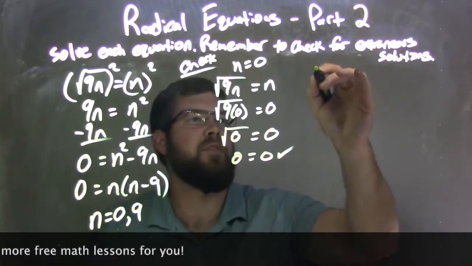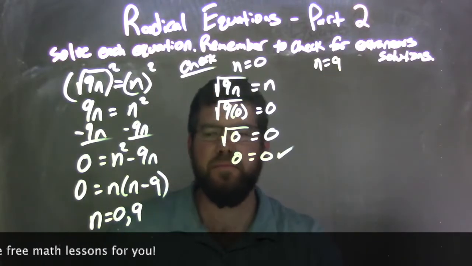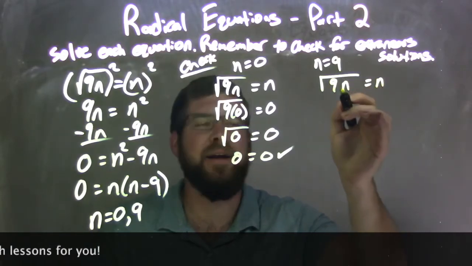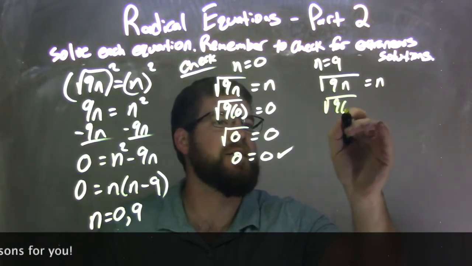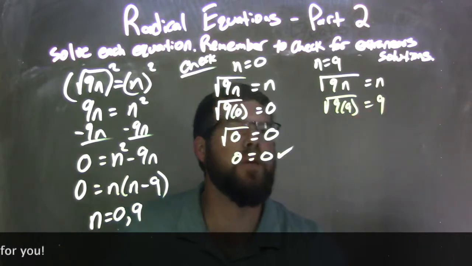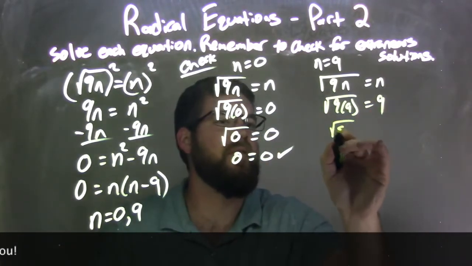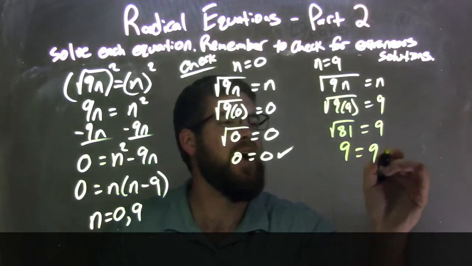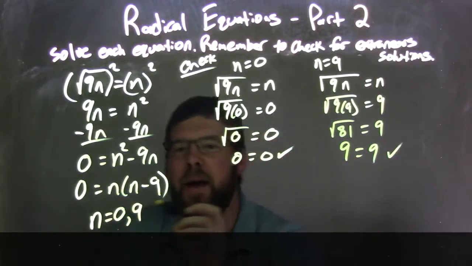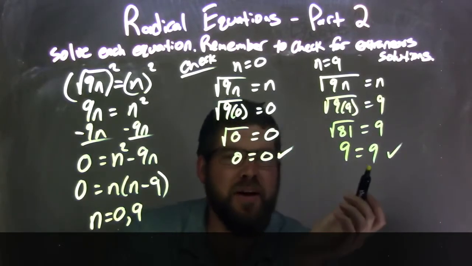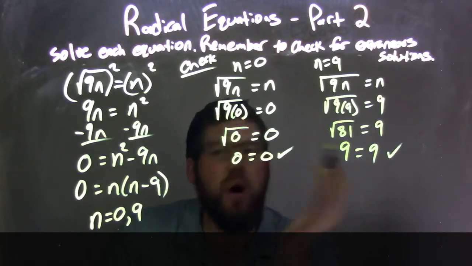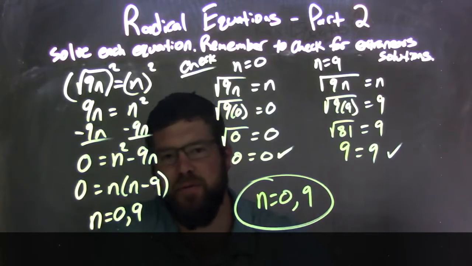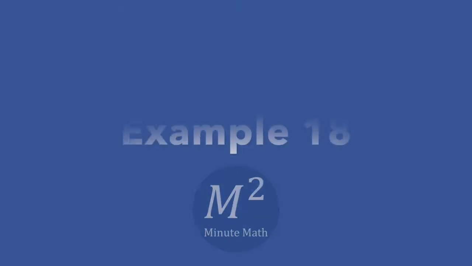Let's go try 9. So we have n equals 9. I'm going to take my equation here, square root of 9n equals n. Plug 9 in for n. So we have square root of 9 times 9 equals 9 here. 9 times 9 is 81. So the square root of 81 equals 9. Square root of 81 is just 9. 9, in fact, does equal 9. True statement, making that also a real solution, right? Left and right side are equal. True solution. No extraneous solutions here, so we have n equals 0 and 9, and that, folks, are our two answers.